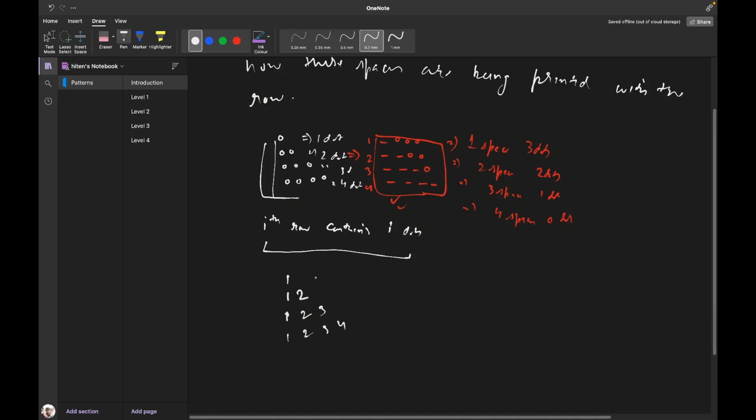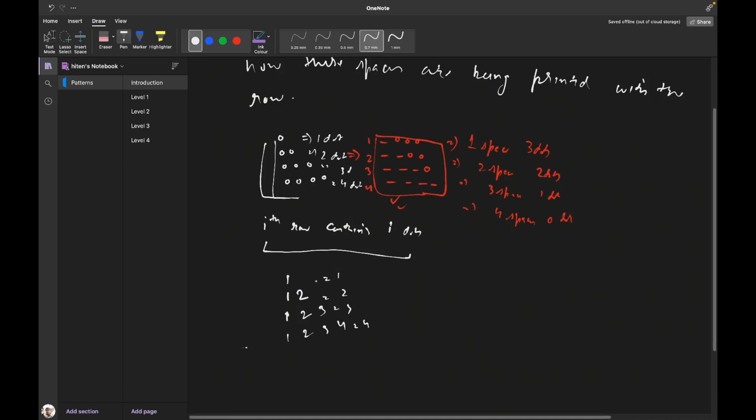So first you have calculated the spaces. Since this pattern has no real use of spaces, we'll directly jump to finding the relation between the number of elements and the rows. We know that the first row contains one element, the second row contains two elements, the third row contains three elements, and the fourth row contains four elements. So we get this relation.